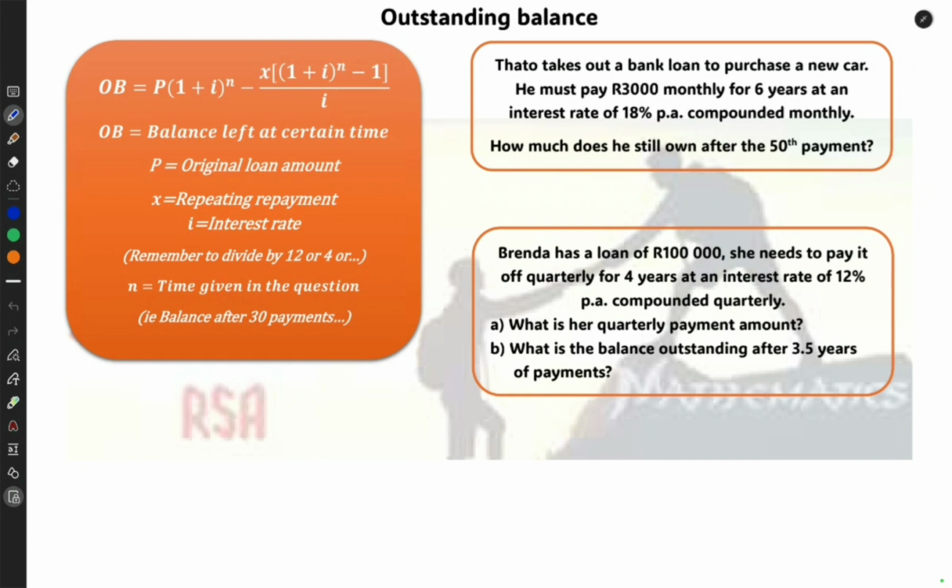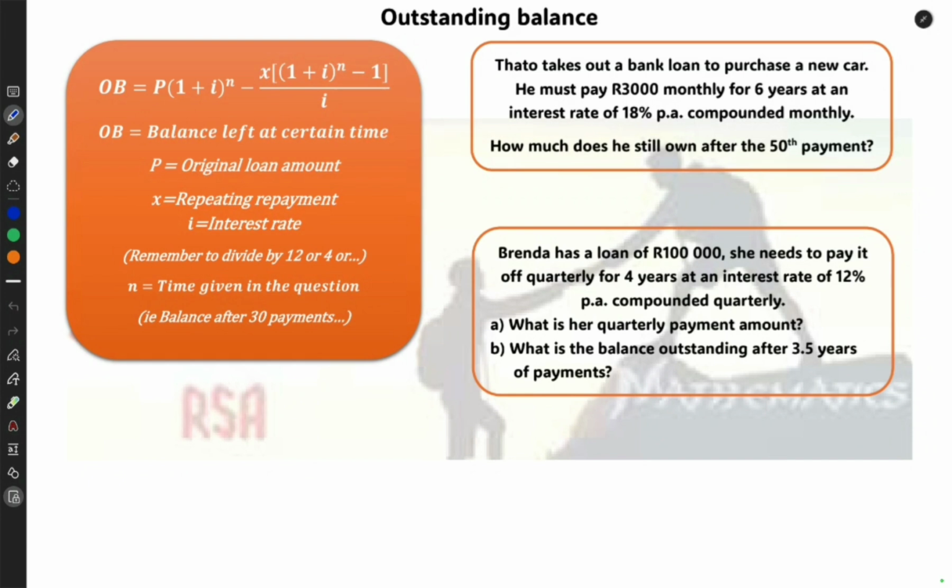Now, depending on which textbook and teacher you have, this concept can have a few methods, but the current 2025 textbook uses this formula. If you have a look at it, it takes the normal compound interest, P(1 + i)^n, and then you minus the future value. So compound minus future is for outstanding balance. OB is obviously for outstanding balance.